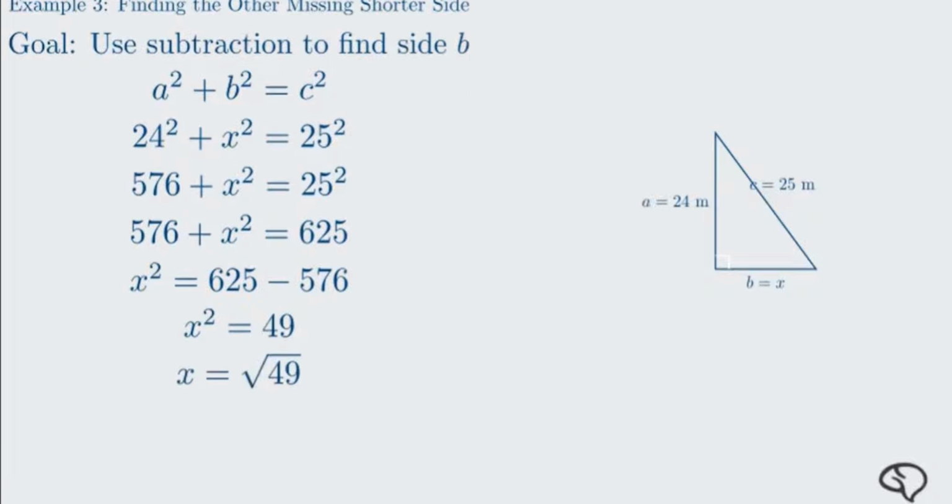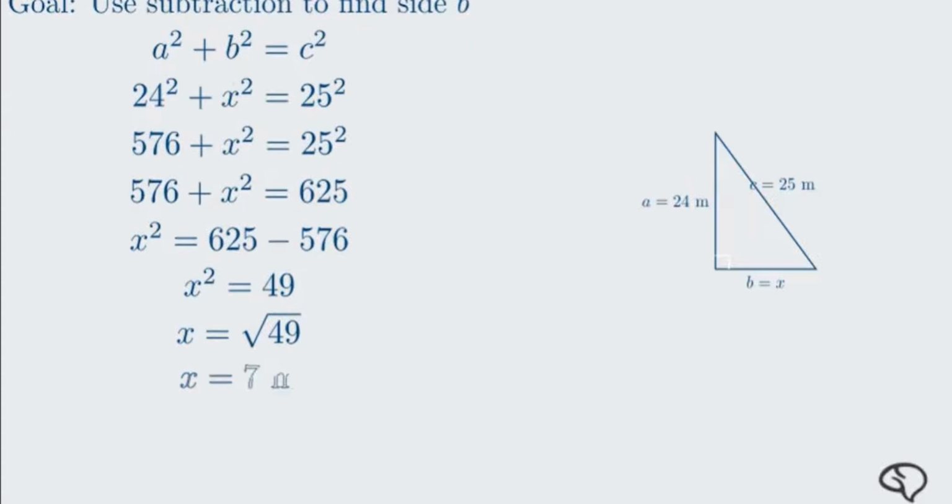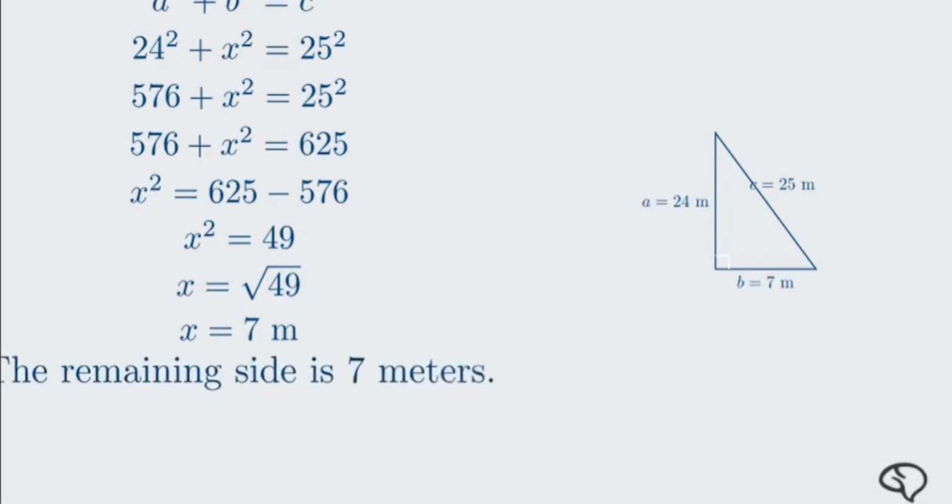The final step to find the value of x is to take the square root of 49. Since 7 times 7 is 49, the square root of 49 is 7. So, the length of the remaining side is 7 meters.